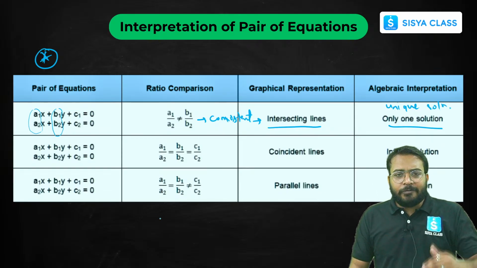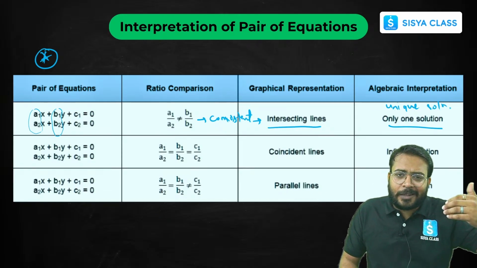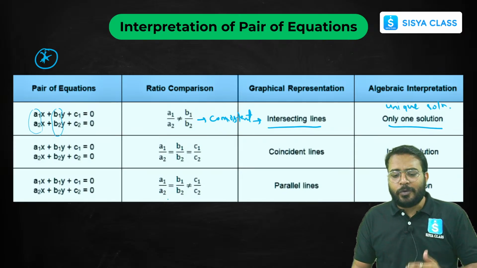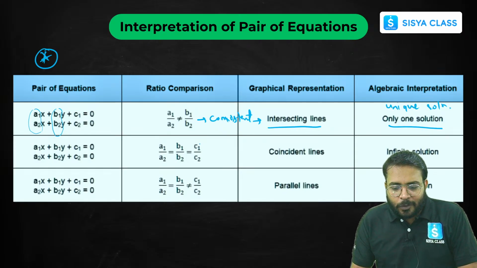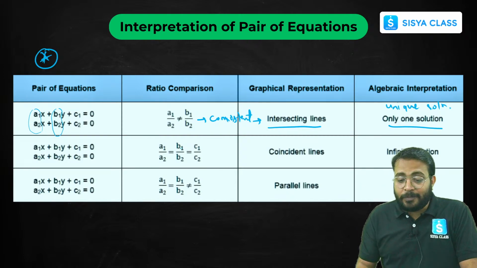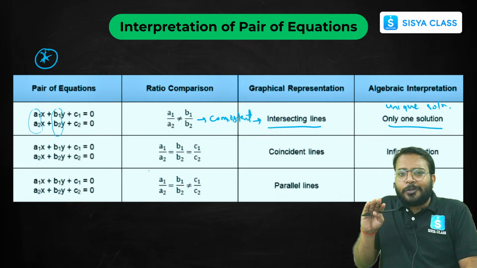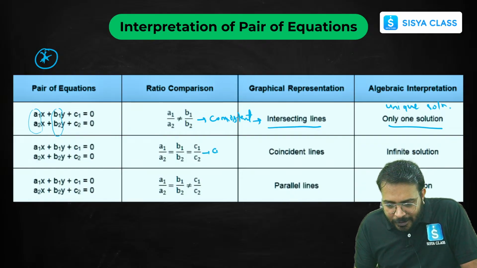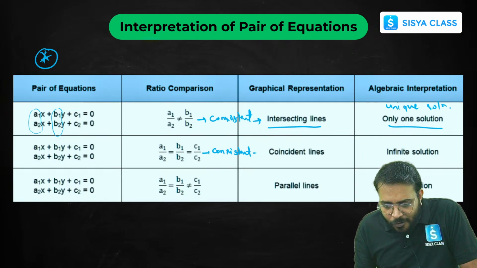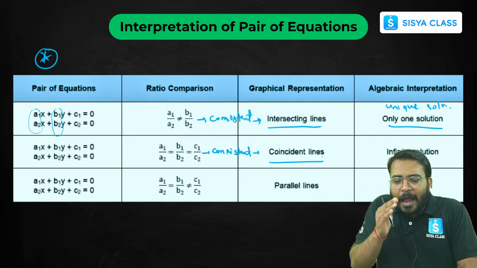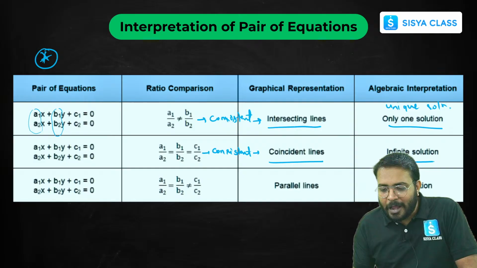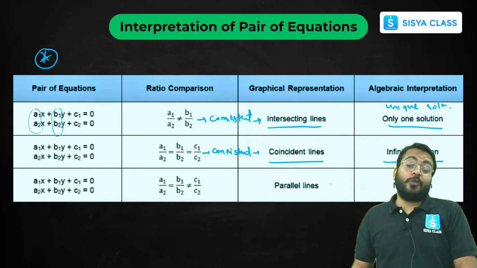If the ratio of the coefficients of x, a1 by a2, is equal to the ratio of the coefficients of y, b1 by b2, and also equal to the constant term ratio, c1 by c2, that is, if all three ratios are the same, then we will say that they are consistent and coinciding. Coinciding means they have infinitely many solutions, or you can say many solutions.